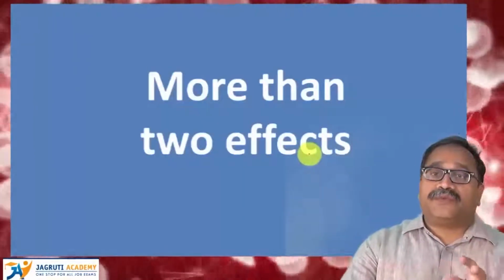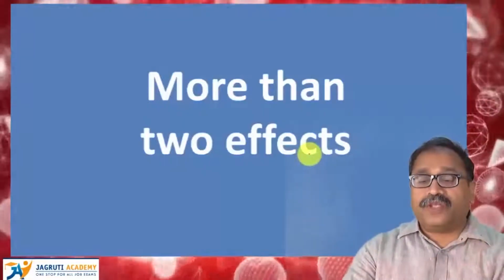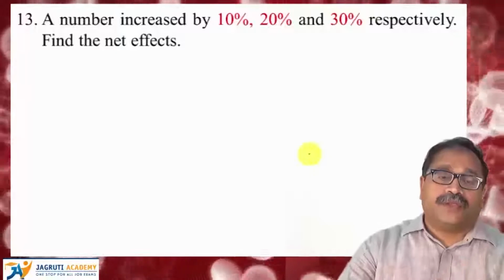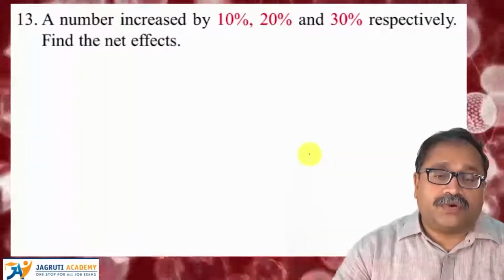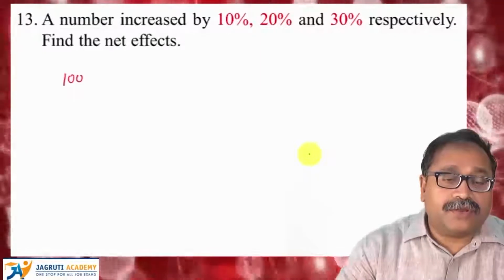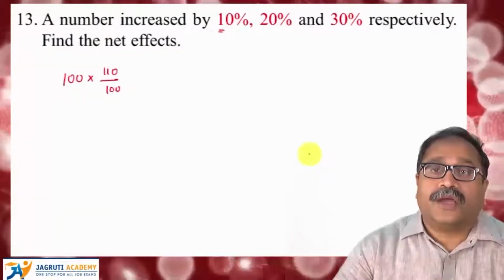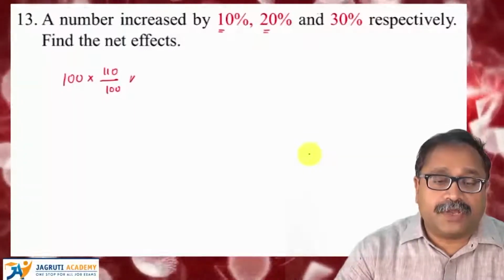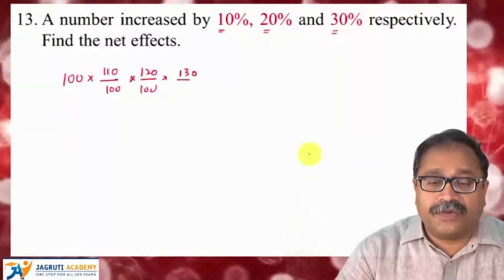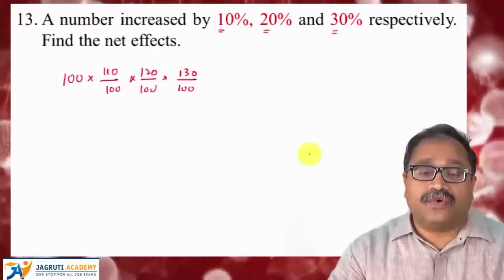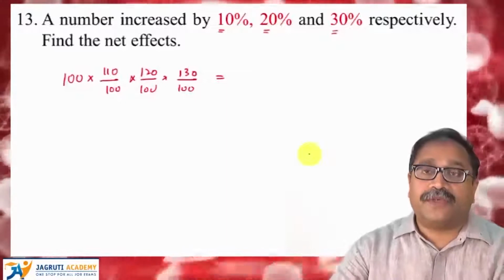What if the percentage effect is more than 2? In case of 2, I said the formula x plus y plus xy by 100. If more than 2, then I have to go with the general approach. Look at the example. A number increased by 10% and 20% and followed by 30%. What is the overall effect? So I will take the initial value as 100 into, when it increases by 10%, it becomes 110 by 100. And when again it increases by 20%, it becomes 120 by 100. Now again it increases by 30%, so it becomes 130 by 100. And by solving this, I get the overall value. With that end value, when I compare with the initial value 100, then I will get the percentage change.